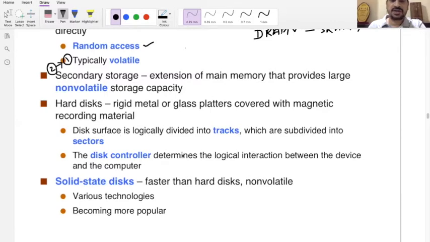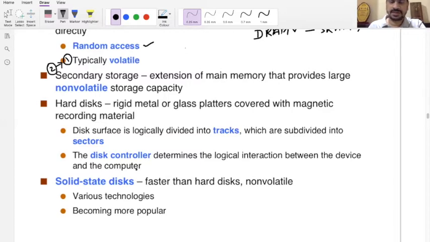The disk controller determines the logical interaction between the devices and the computer. There are disk controllers, or you can say device drivers, which are responsible for the interaction between the device and the computer, meaning the device and your operating system.